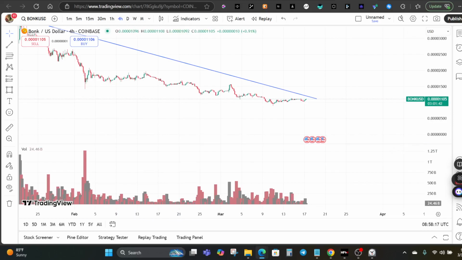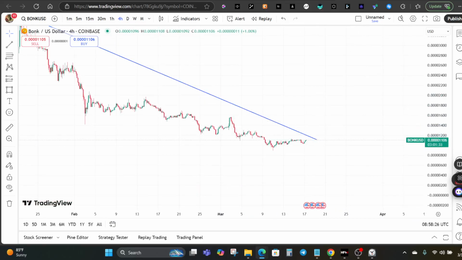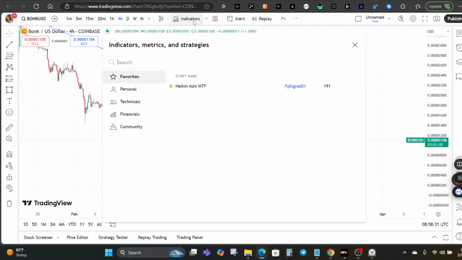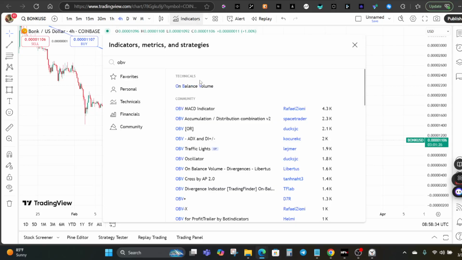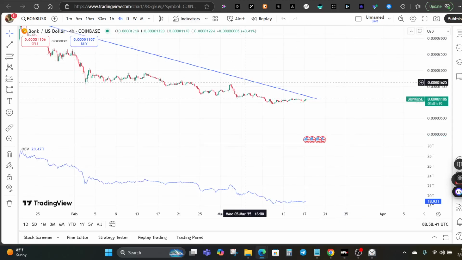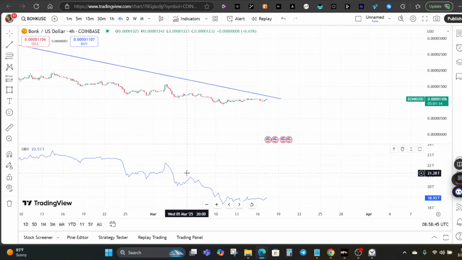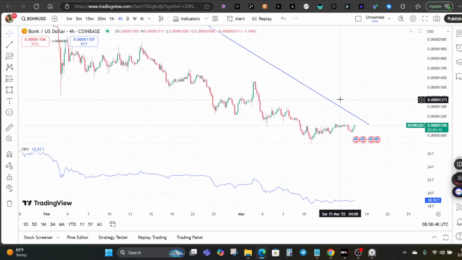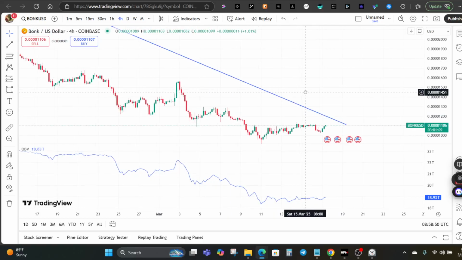Now, to make volume analysis even easier, there are several powerful indicators that can help you track volume trends effectively. Okay, the first is the On-Balance Volume. This is quite a popular volume based indicator. All right, this indicator measures buying and selling pressure based on volume flow. That is the OBV, it measures buying and selling pressure based on volume flow.